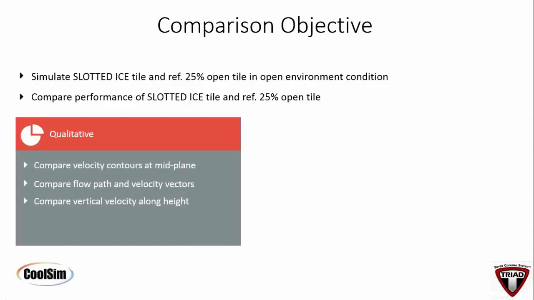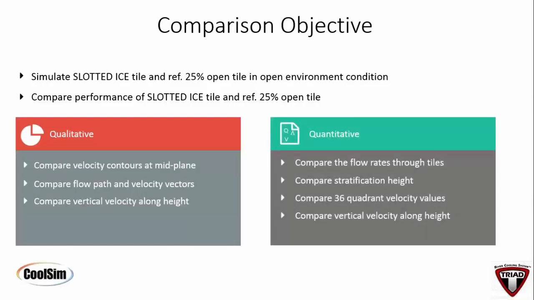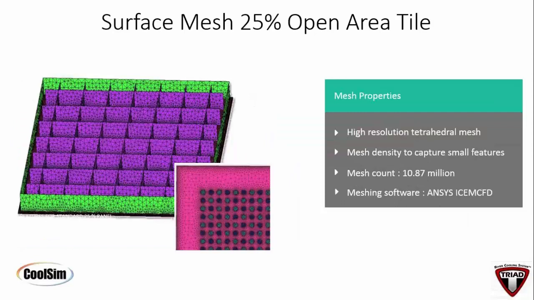We wanted to compare velocities and flow paths, just like we just did. Same idea. We wanted to do some comparison, look at the stratification. So the first one we took was a 25% area open tile. Now this one you could recognize. This is a very standard tile. It takes a lot of cells to capture that geometry. We brought this in straight from CAD. And you can see here these holes are very small. So this is, again, 11 million cells for one tile.